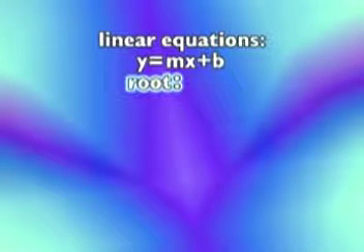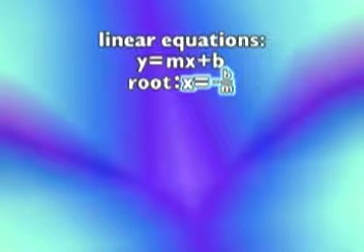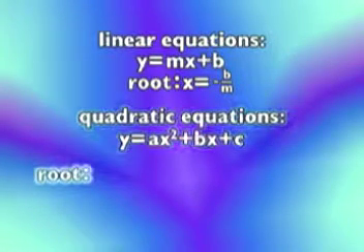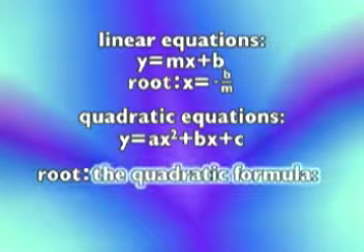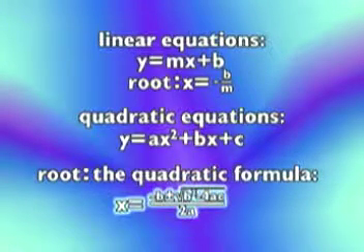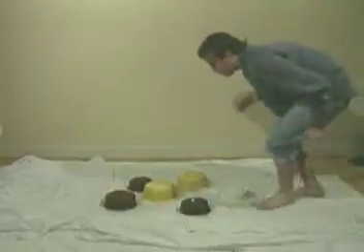We didn't know what route to take. Remember, we found a formula for the root of a linear equation to be negative b divided by m. In the case of quadratic equations, the root-finding formula is somewhat more complicated. The quadratic formula is x equals negative b plus or minus the square root of the quantity b squared minus 4ac, all divided by 2a. Yeah, it looks nasty, but don't stress. It's a cakewalk.